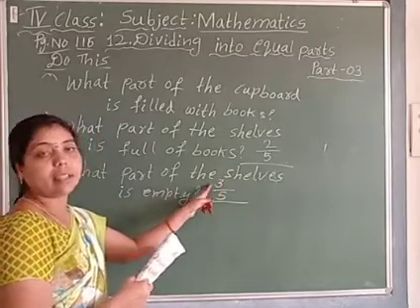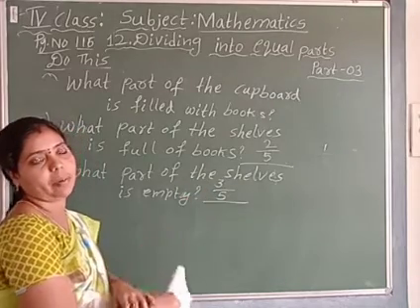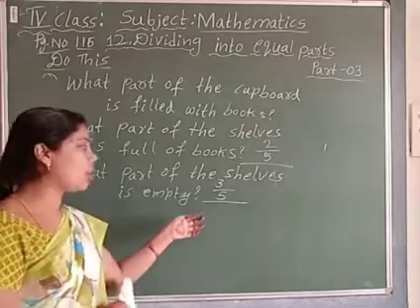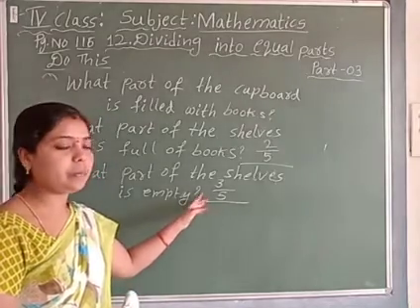So 3 will be written in the numerator place, 5 in the denominator place. So total how many parts are divided, that number only will be written in the denominator place. Don't forget, children, remember it.